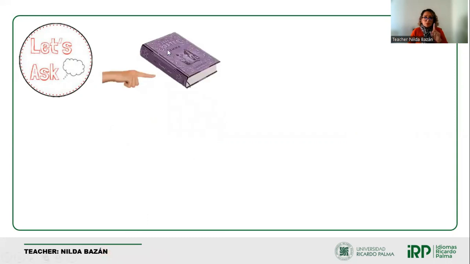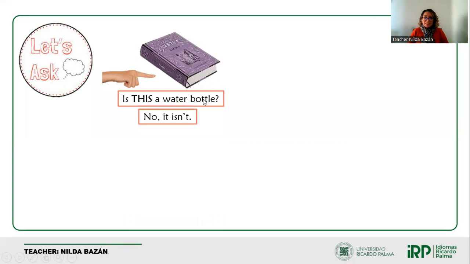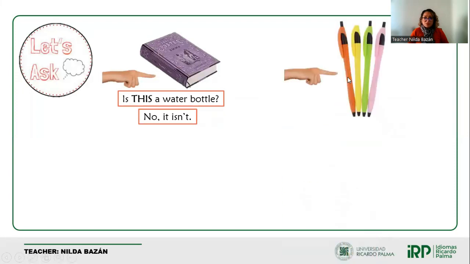Look, I have one object and it's near. Look at my question. Is this a water bottle? What do you think? No, it isn't, right? No, it isn't. It's a book. Excellent. I have another question for you. I have 1, 2, 3, 4 objects. So look at my question. Are these pens? What do you think? Yes, they are. Great job. All right, let's see another one.